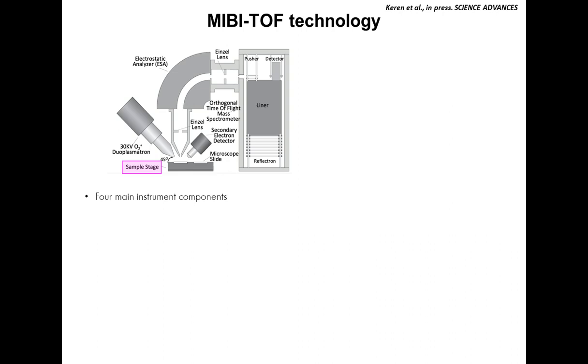As you can see from this figure, there are four main instrument components: the sample stage, where the slide with tissue are loaded; the primary ion source and column for sputtering the specimen with primary ions; the electrostatic analyzer, which filters secondary ions with respect to kinetic energy; and finally, the orthogonal acceleration time-of-flight mass spectrometer, which analyzes the quantity of isotope bound to each cell.